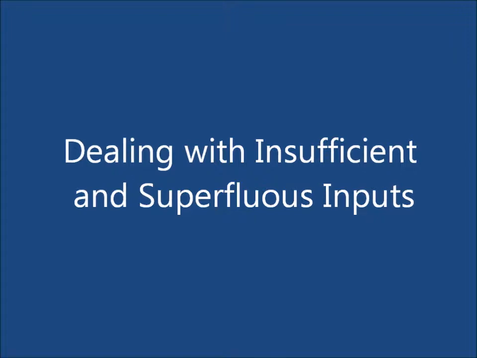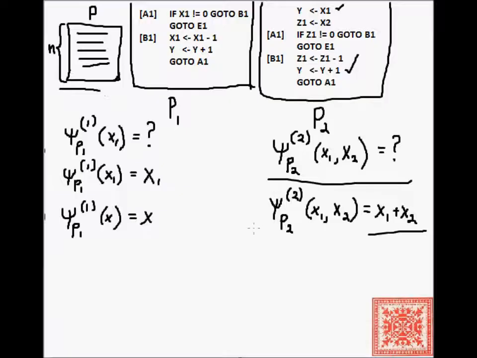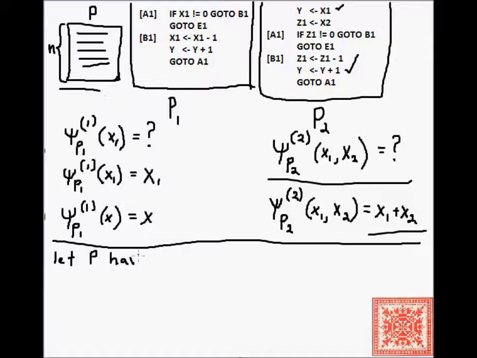Another important question, both practically and theoretically, is what to do with superfluous or insufficient inputs. So let's say that we get more arguments than necessary, or fewer arguments than necessary. So let P have n inputs, and they can all be characterized as x1, x2, and all the way up to xn.